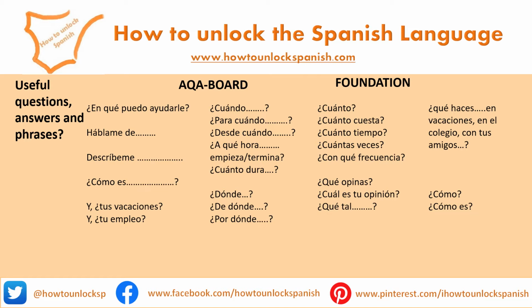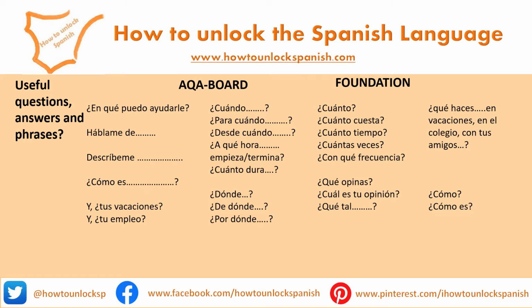Or háblame de, talk to me about, or tell me about. Háblame de, tell me about. Descríbeme is describe me. So it's asking you to describe something. Descríbeme tu colegio, describe me your school. Or they may say, ¿cómo es tu colegio? So, ¿cómo es means what something is like. It's not how, it's what something is like. When they ask you, ¿cómo es tu casa? They are asking you what your house is like. So, describe me your house.